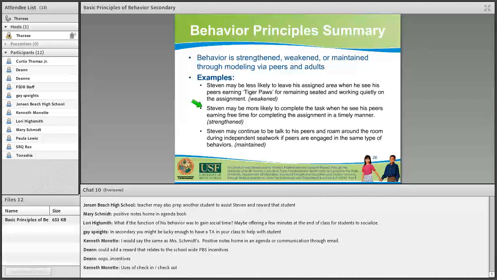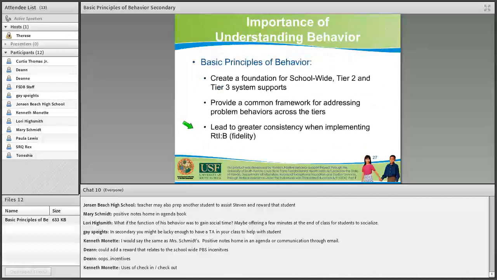Stephen may be more likely to complete the task when he sees his peers earning free time for completing the assignment. And Stephen may continue to talk to his peers and roam around the room during independent seat work if he sees that his peers are doing the same type of behaviors. So in that case, seeing what other kids are doing is maintaining what Stephen is doing.